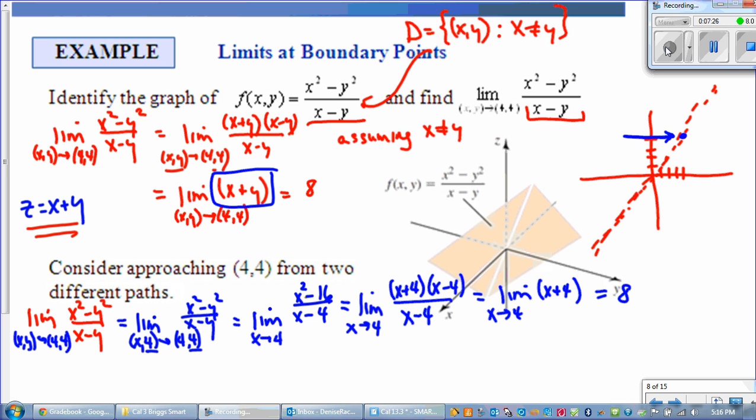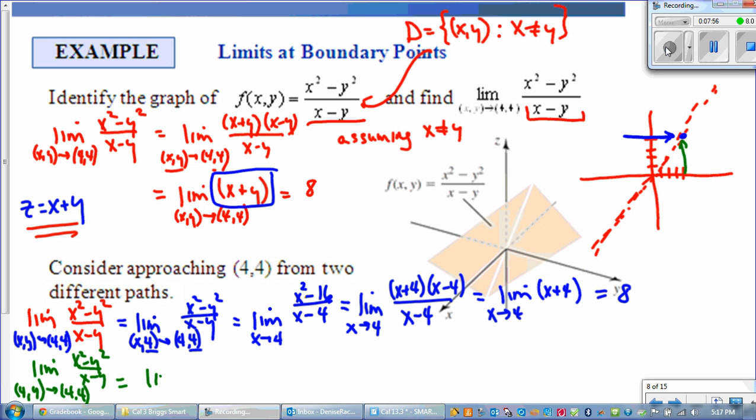Now let's find another way to approach the point (4, 4), but we can't do it along the line y equals x. So let's now approach it this way, vertically. I'm going to come along the vertical line x equals 4. So that limit of this function: points on that vertical line will have an x coordinate of 4, but the y value is going to be getting closer and closer to 4.